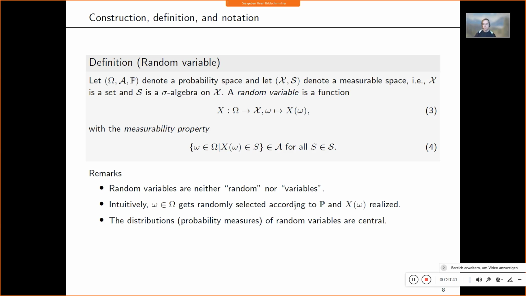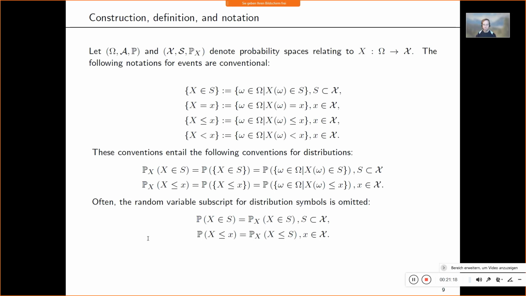And as I mentioned already, the distributions of the random variables, which are probability measures, of course, are central in statistics, machine learning, and artificial intelligence. And as I did all the time, because I have multiple X's here, and it's a little bit annoying to always say calligraphic X, this calligraphic X we call the outcome set of the random variable X, because these are the values that the random variable takes on, and it's natural to call this the outcome set.